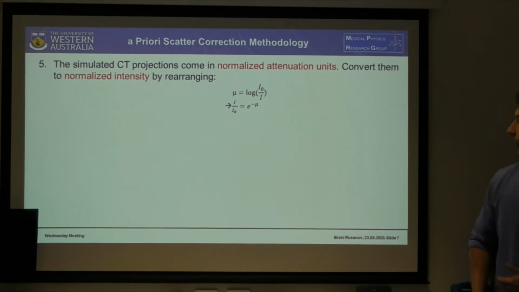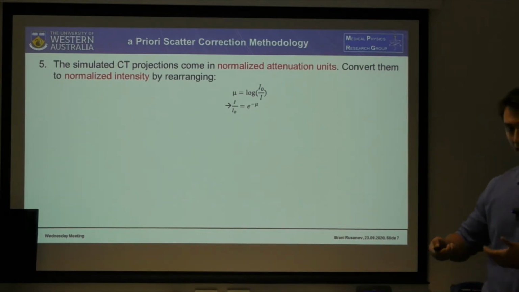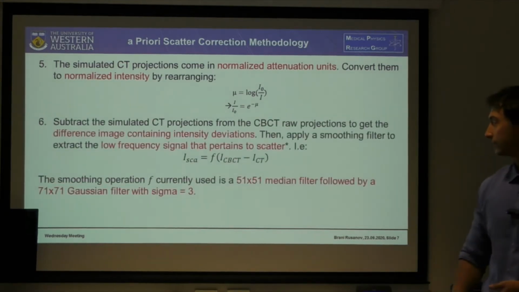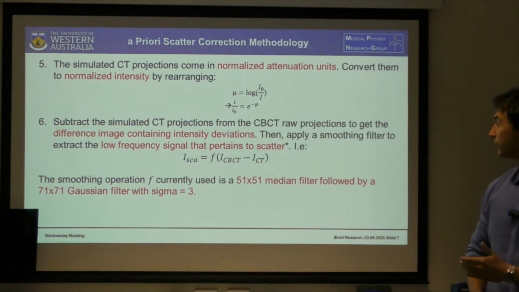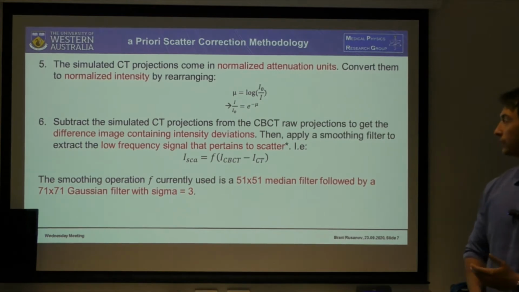Step 5, the simulated CT projections come in normalized attenuation units. So similarly, we rearrange the Beer-Lambert law to get it in this form, so that it's in the same units as our raw measured cone beam projections. And in step 6, we subtract these simulated CT projections from the CBCT raw projections in order to get the difference image, which contains all of the intensity deviations. We then apply a smoothing filter to extract the low frequency signal that pertains to scatter.